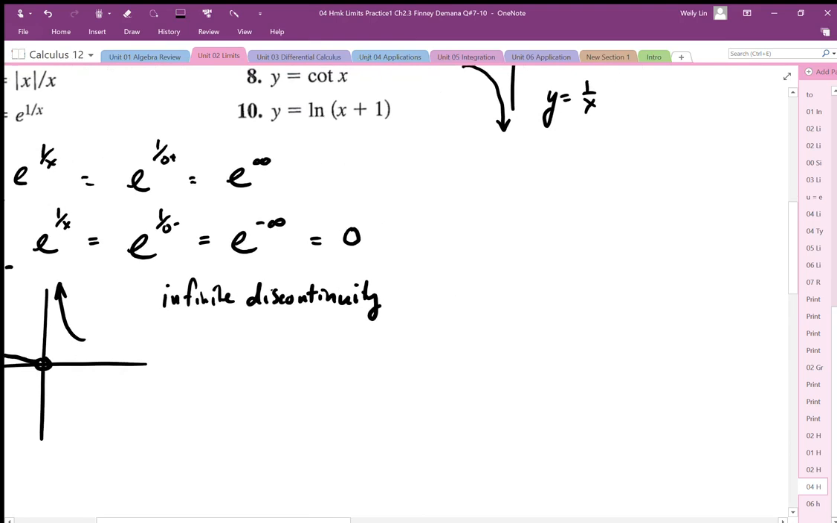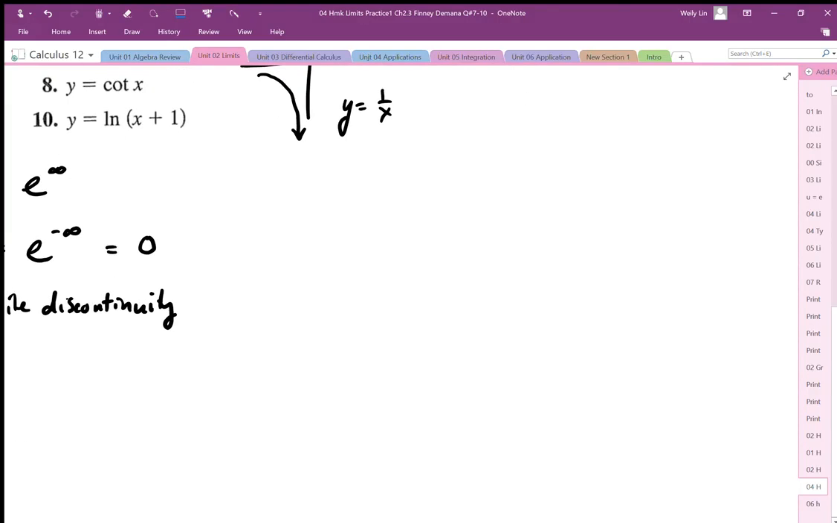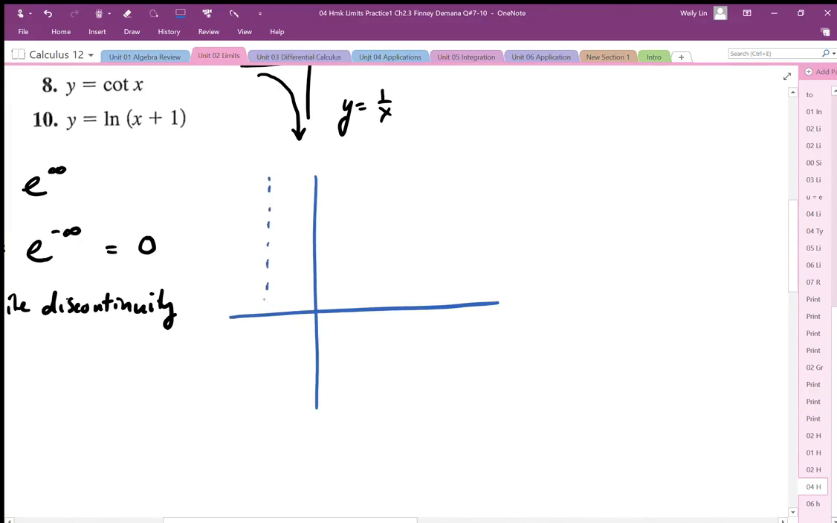For number 10, it's a log function. I'm going to do this in different colors so we don't get confused. The log function has a vertical asymptote. In this case, the vertical asymptote is going to be where log of 0 is going to be at -1. And this graph is going to look like that. It's going to have a vertical asymptote here. So again, this one has an infinite discontinuity at its start point.